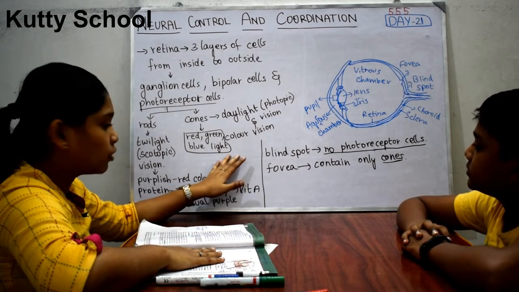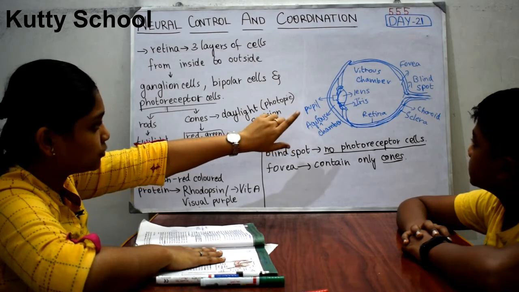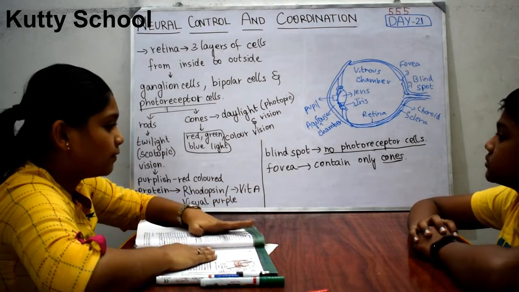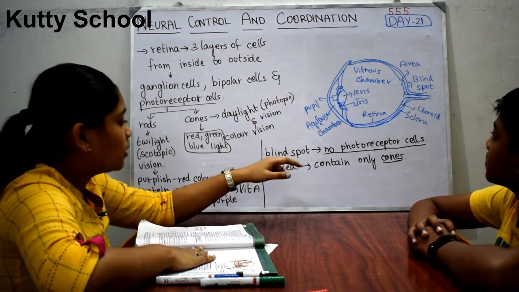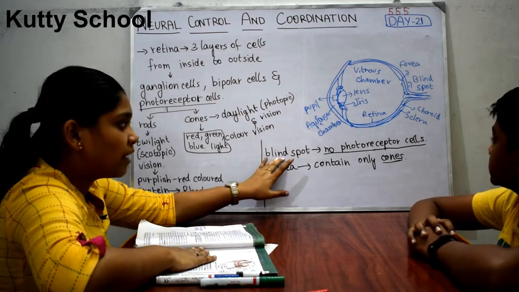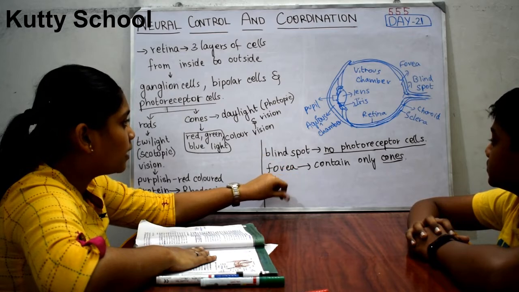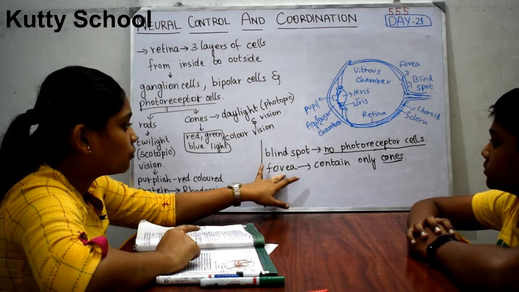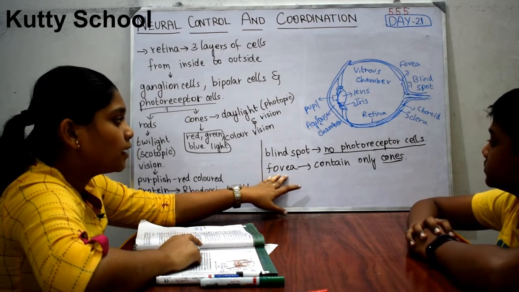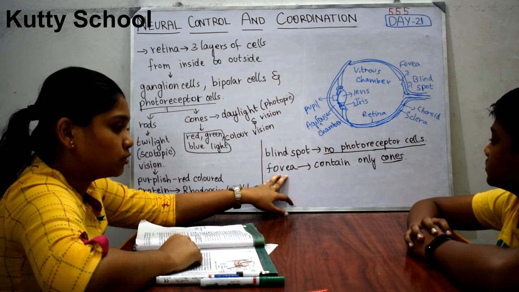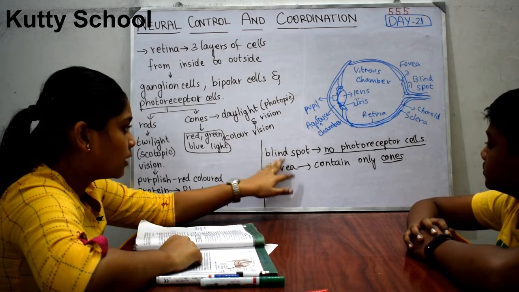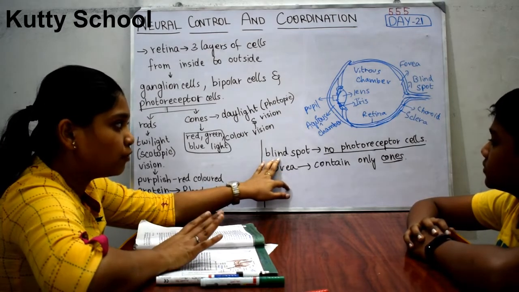In the retina, first come the photoreceptor cells, then bipolar, and then ganglion cells. We have already seen that the blind spot is a region in the eye. The blind spot does not have any photoreceptor cells. The fovea is also present above the blind spot. The fovea contains only cones and does not contain rods, and the blind spot does not have any photoreceptor cells.